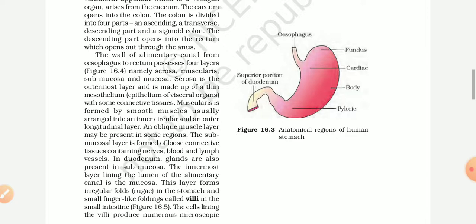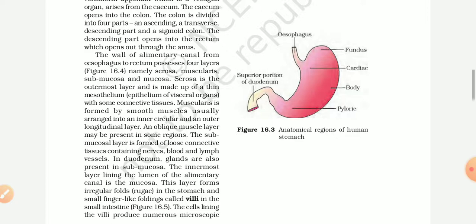The epithelium of this visceral organ, the epithelium is the thin tissue forming the outer layer of the alimentary canal, and that epithelium of these visceral organs is called mesothelium, and along with some connective tissue, that is serosa.